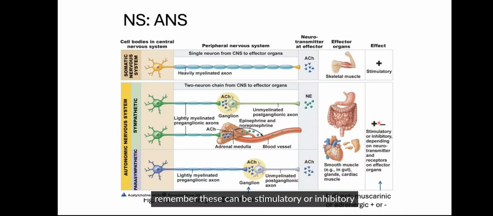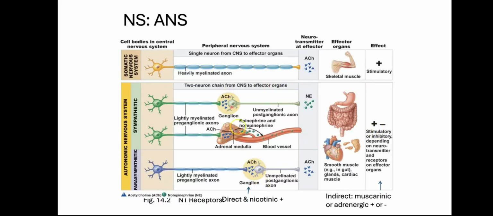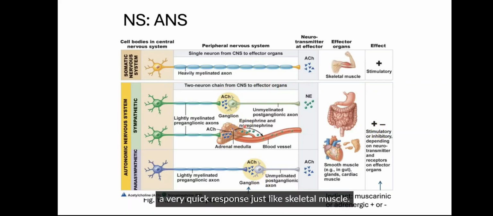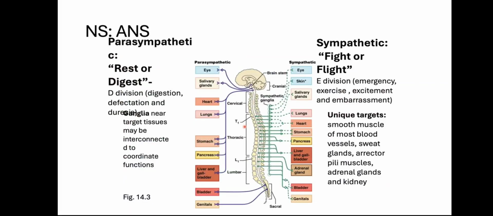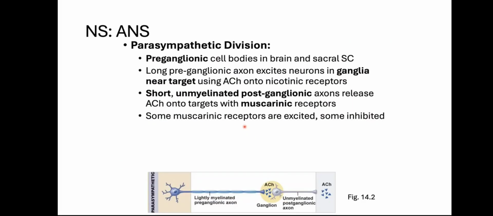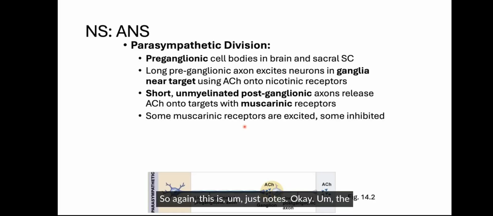And remember, these can be stimulatory or inhibitory based on the receptors. This is really crucial. I mentioned this when we did neurotransmitters, that the same neurotransmitter can have completely opposite actions in different targets because they have different receptors. So please understand that's very important. Also, in the ganglion, acetylcholine is very direct and nicotinic. It's a very quick response, just like skeletal muscle. So again, this is just notes, okay? The indirect mechanism for acetylcholine is through muscarinic receptors. The direct acting is nicotinic, okay? And they're both called cholinergic receptors.